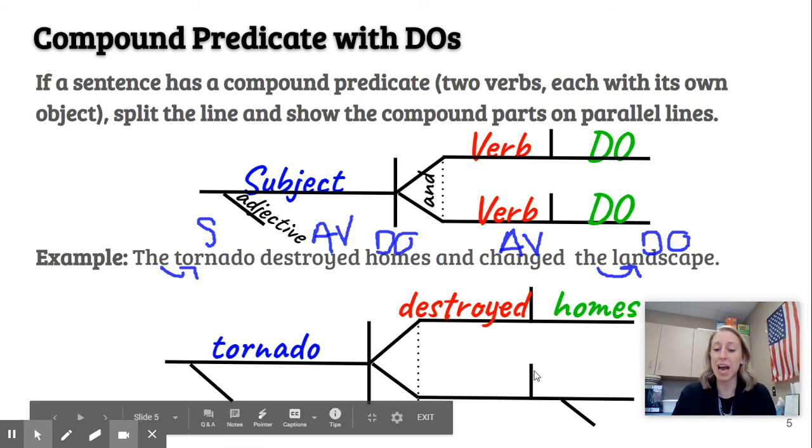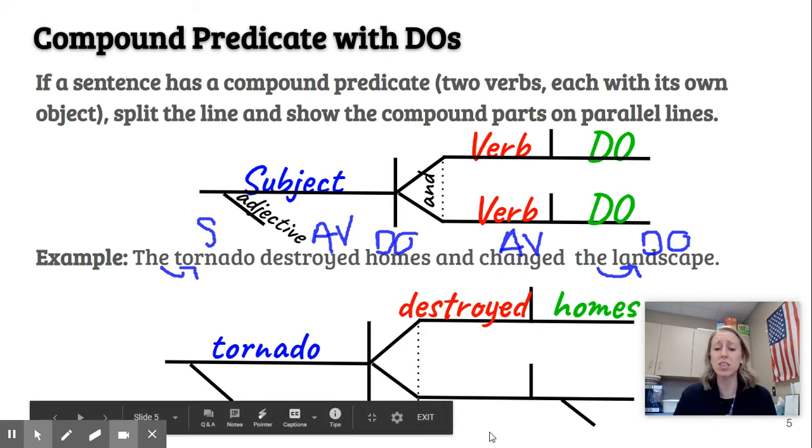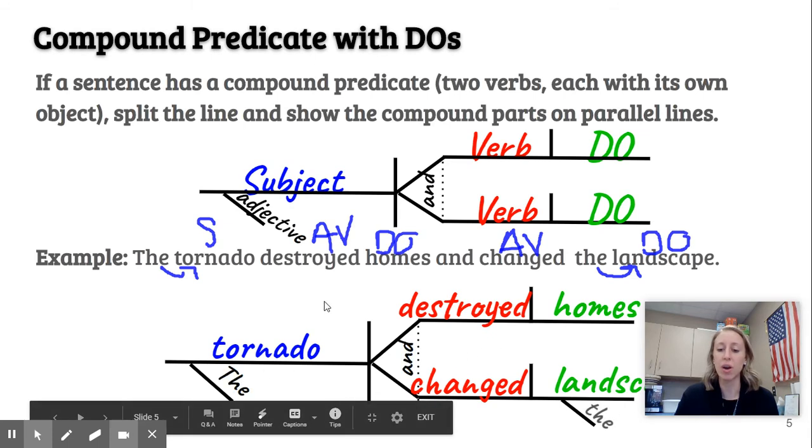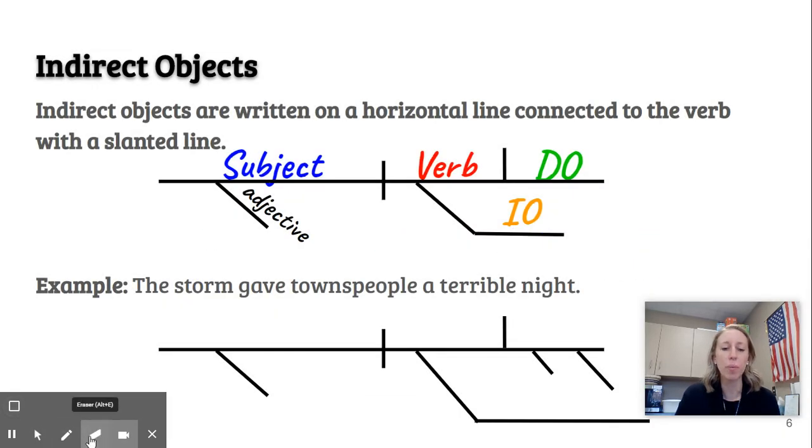Okay, and please notice how I made this diagram. And you guys have this in your notes now, so if you come across a sentence like this, you can reference your notes. Okay, then we have our second verb, which is going to go on the bottom, which is changed, and then the direct object landscape goes along with that. Don't forget your conjunction and your thes under tornado and landscape. Yay, doing so good. Okay, we're almost done, I think. Don't quote me on that.